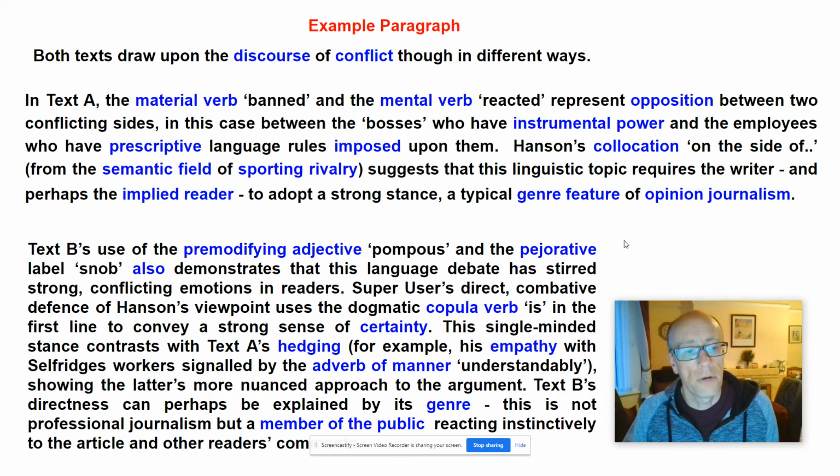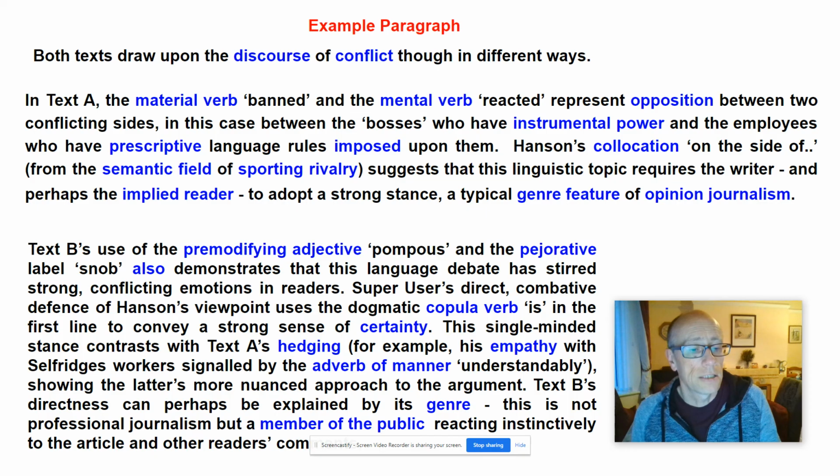Text B uses a direct, combative defence of Hanson's viewpoint, using the dogmatic copular verb "is" in the first line to convey a strong sense of certainty. This single-minded stance contrasts with Text A's hedging, for example, his empathy with Selfridges workers signalled by the adverb of manner "understandably", showing the latter's more nuanced approach to the argument.